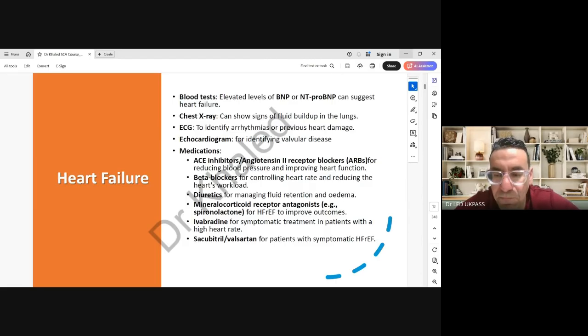Anybody knows? SGLT2. Perfect. Let me put this question in a different way. So if this patient is not diabetic, can you still prescribe dapagliflozin or empagliflozin? Yes. And he is having heart failure. Yes, you can still do that. Okay, but that's further down. Yes, definitely. Thank you so much.